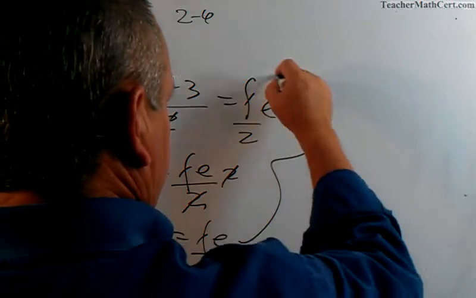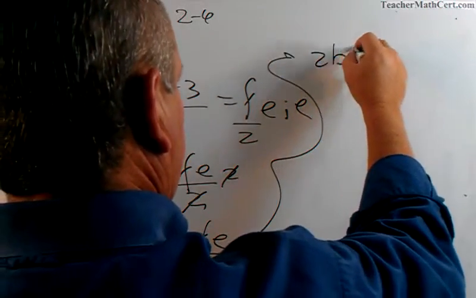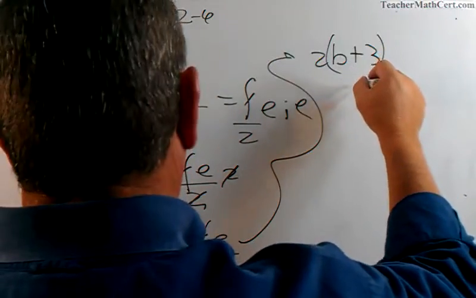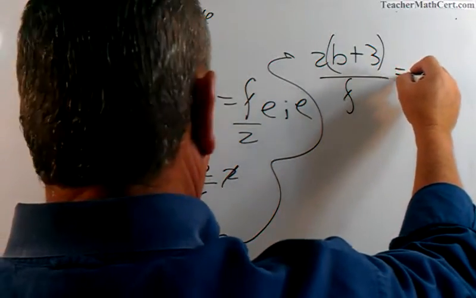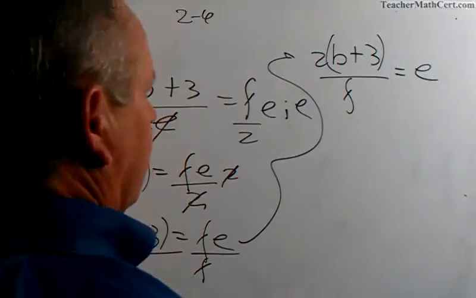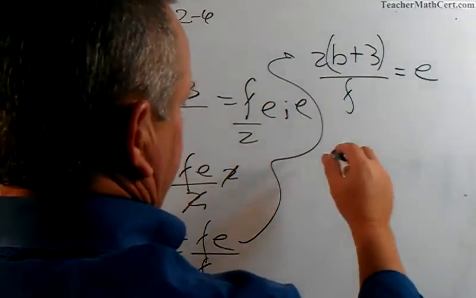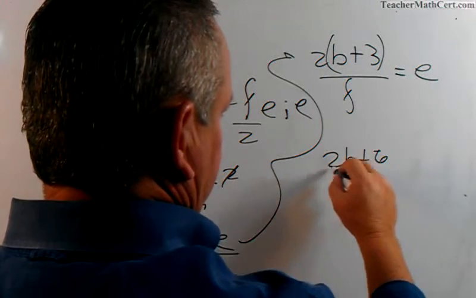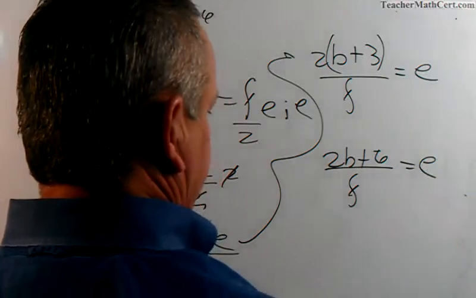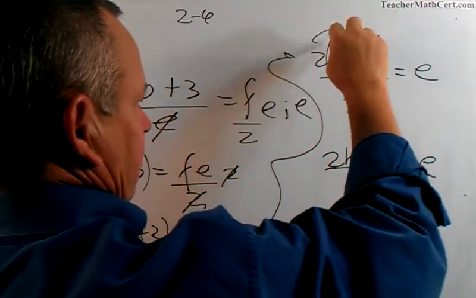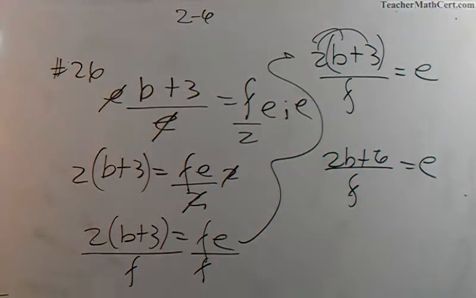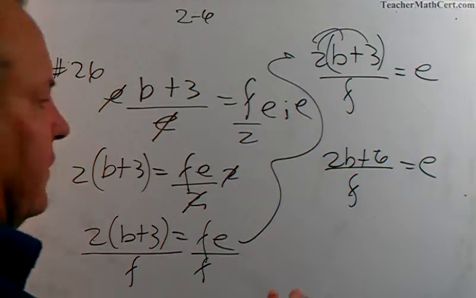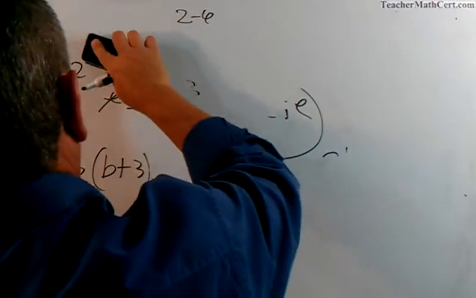We rewrite it up here. We've got 2 times b plus 3 divided by f is equal to e. All right? Multiplying this guy out, I guess you could do that, right? So let's do it. 2b plus 6 divided by f is equal to e. That's your answer. We just distributed this in for this one right here, okay? That was what, 26? Let's see here. 26 is, yes. Okay, that's fine. Number 27.